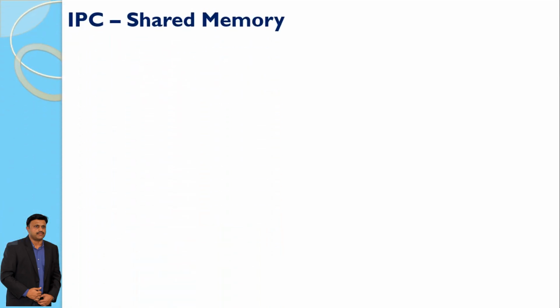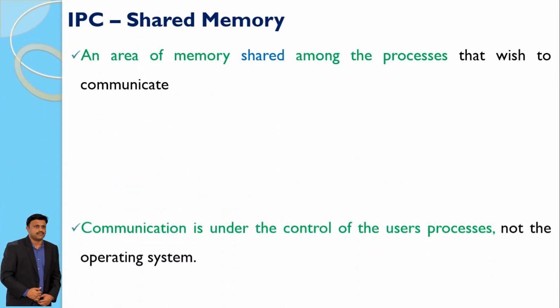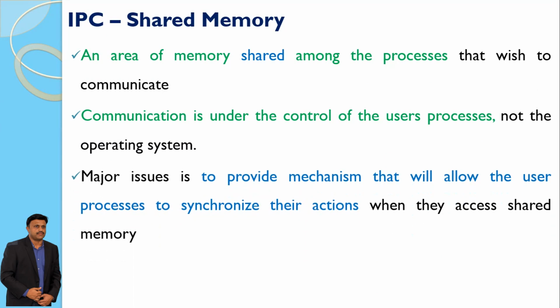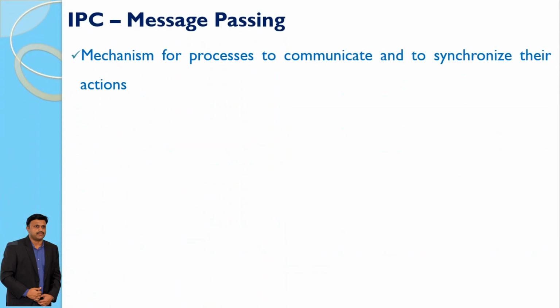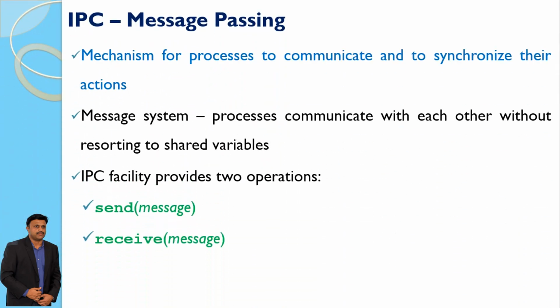There are two primary models of IPC: message passing and shared memory. Each model provides different mechanisms for process communication. Shared memory allows processes to communicate by accessing a common memory area. Synchronization mechanisms are essential to manage access and ensure data consistency.